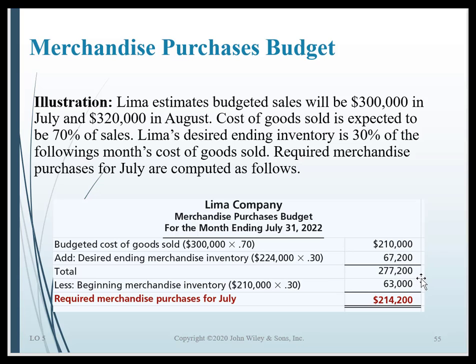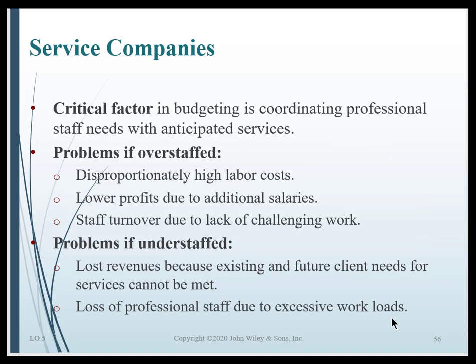Total $277,200. Our beginning merchandise that we started off with is 30% of the 210. That gives us 63,000. So now our required merchandise purchases for the month, we're going to have to purchase $214,200 in order to purchase the inventory that we need for that month's sales.